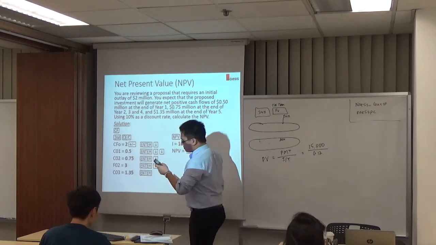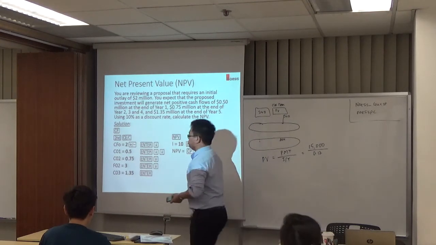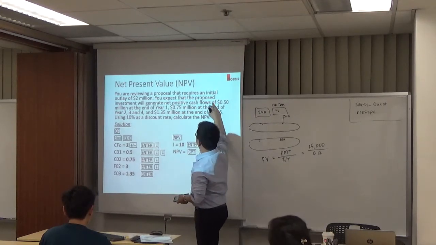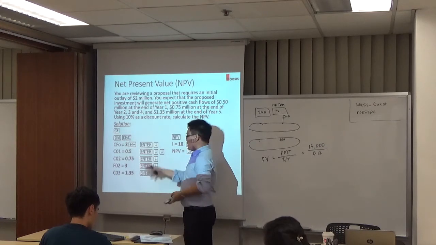Then once you press enter, scroll down and you'll see C01, that's cash flow number 1. For cash flow number 1, in year 1, I have this 0.5 here. So I put 0.5, enter. Again, you have to press enter.